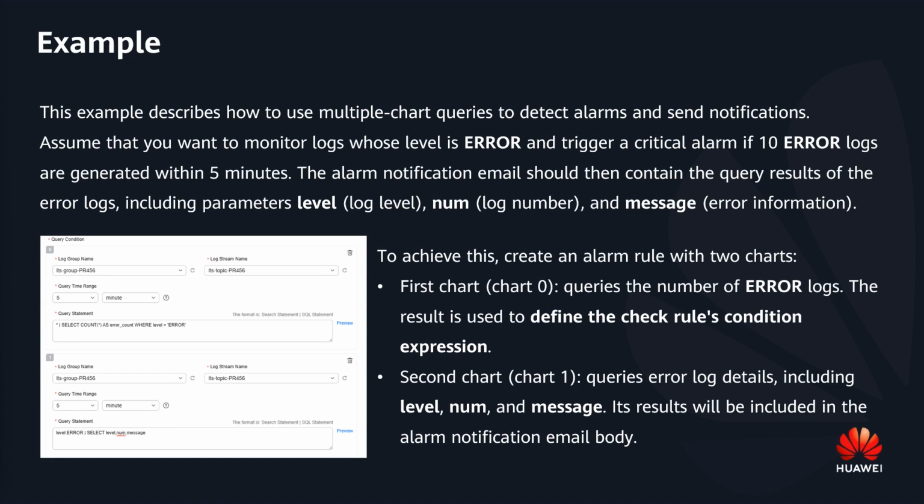To achieve this, create an alarm rule with 2 charts. The first chart, named Chart 0, counts the number of error logs. The result is used to define the check rule's condition expression. The second chart, named Chart 1, queries error log details, including the log level, count, and error message. Its results will be included in the alarm notification email body. Now let's walk through the detailed steps.